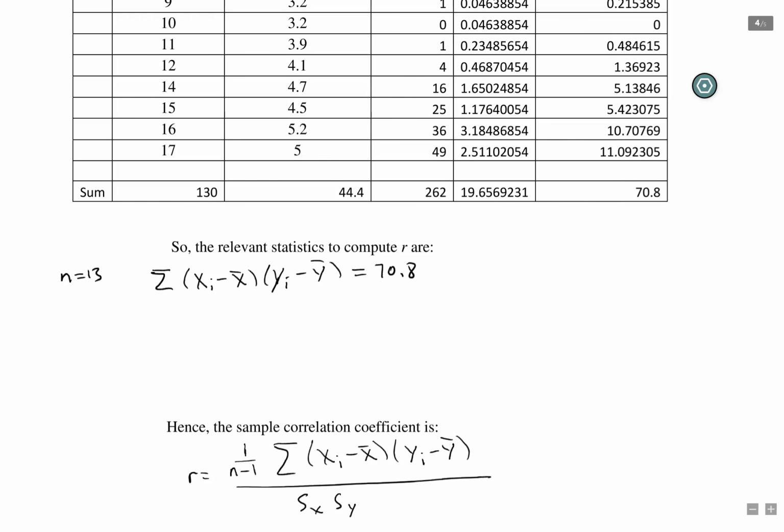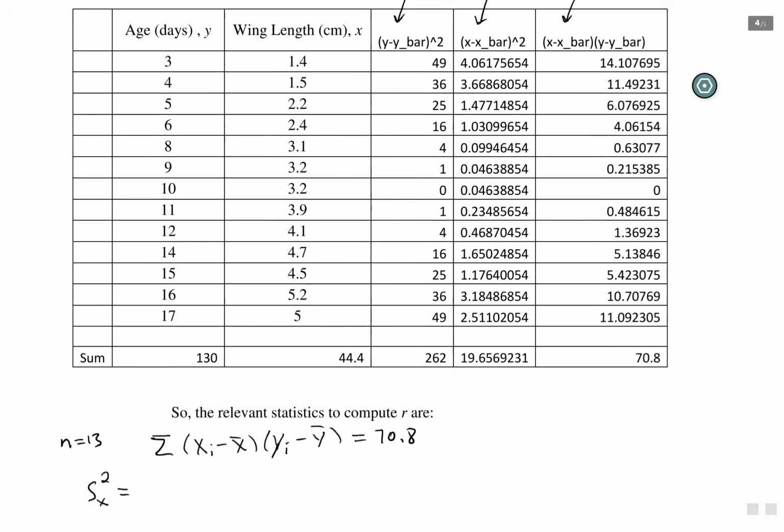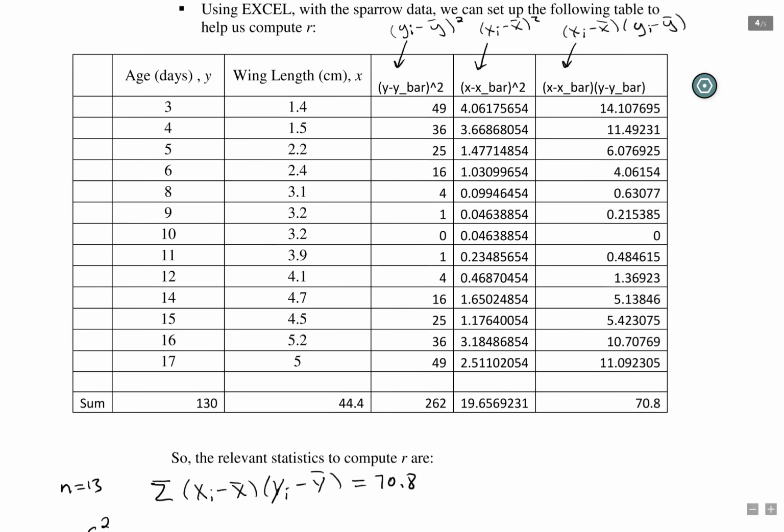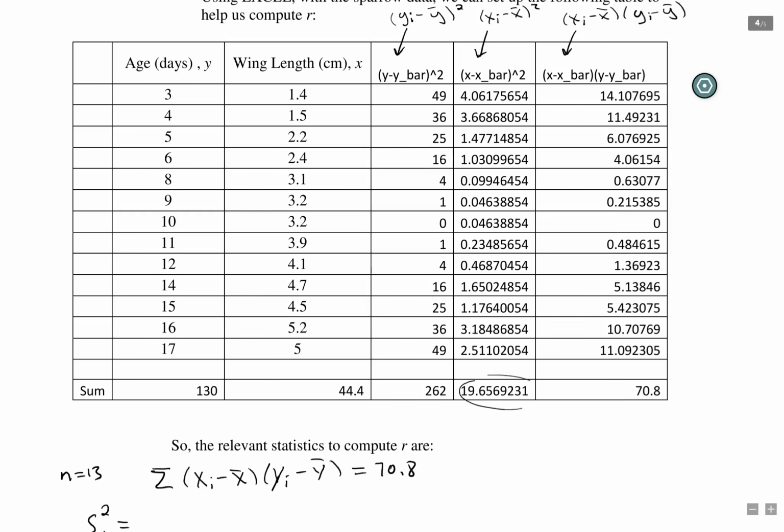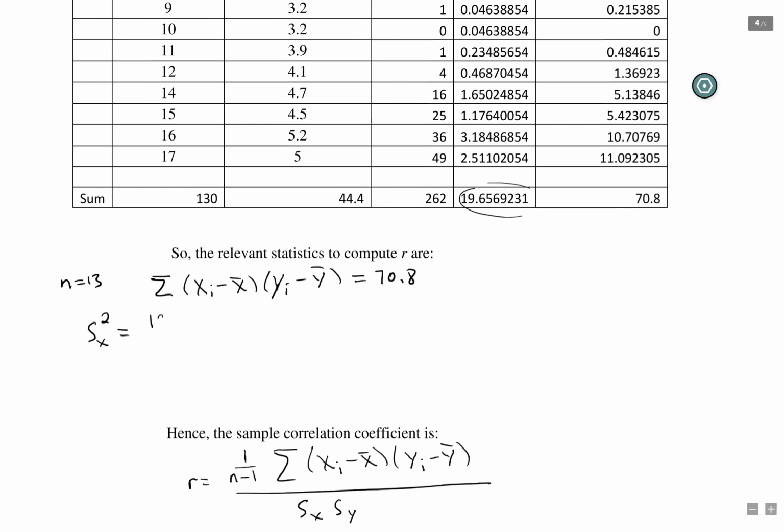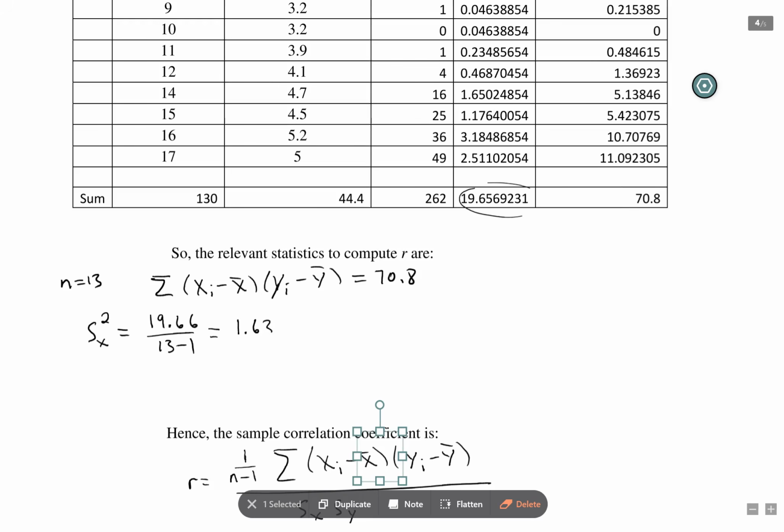Now what else I need is my standard deviation of x and standard deviation of y. I'm actually going to work through the variance of x first. The variance of x is going to be, I'm going to take the square deviations in x, add them up. That's this value here. It's going to be 19.66 divided by 13 minus 1. That's my formula for the variance of a data set. Do the arithmetic there and you get 1.63.